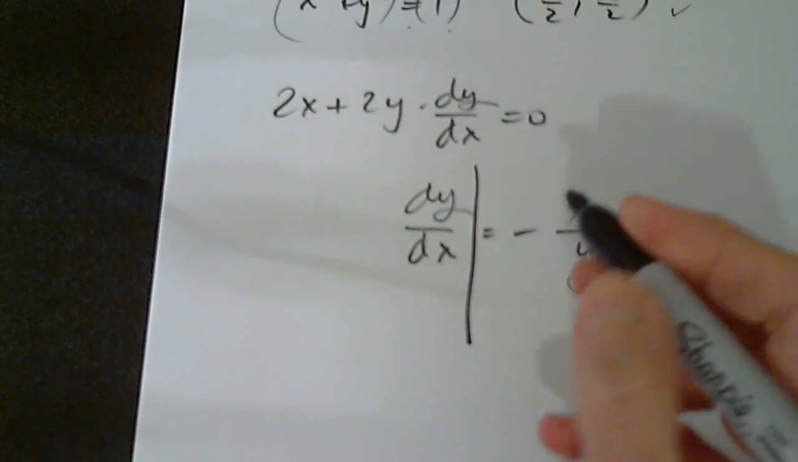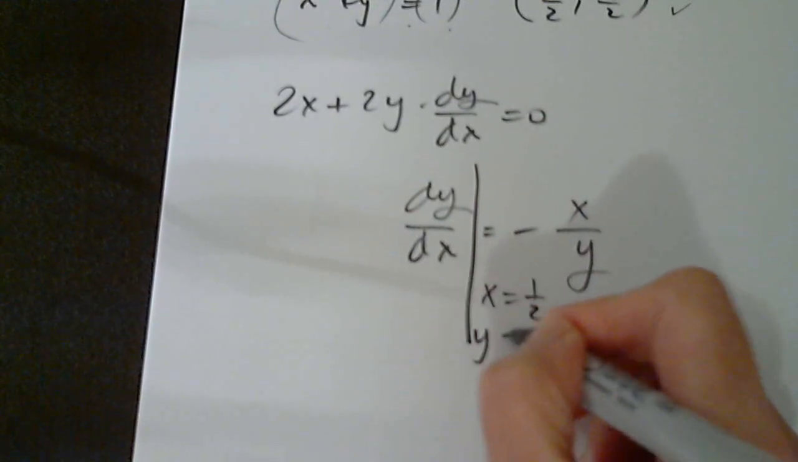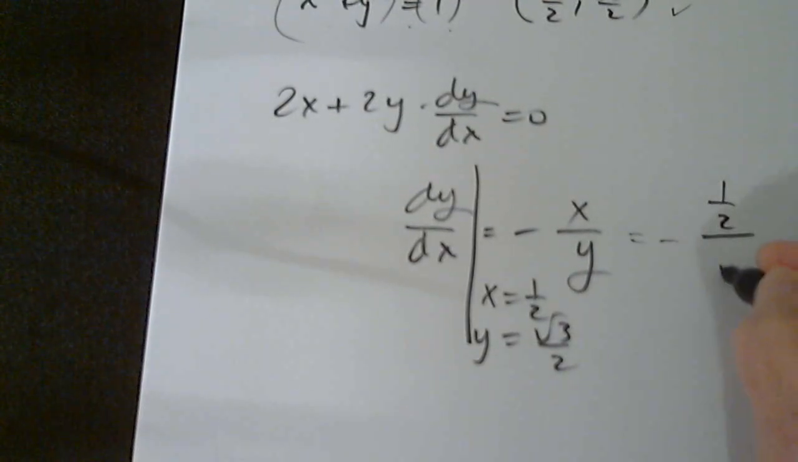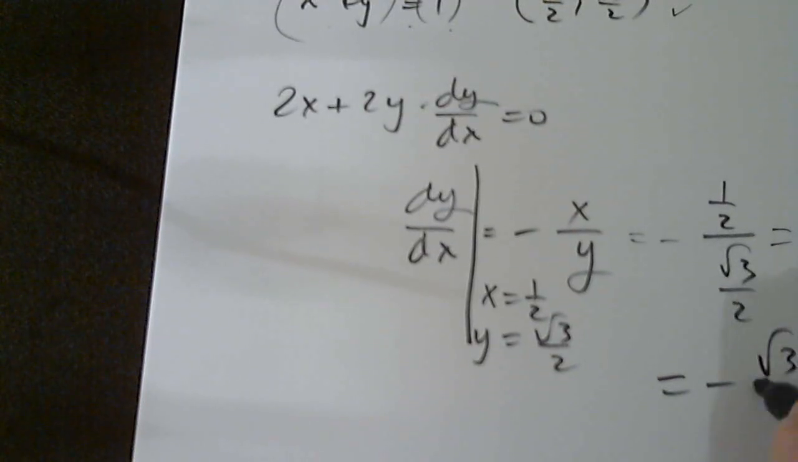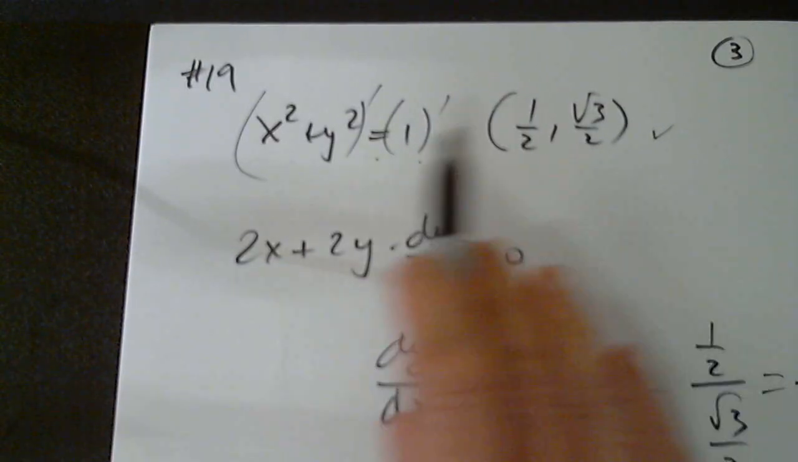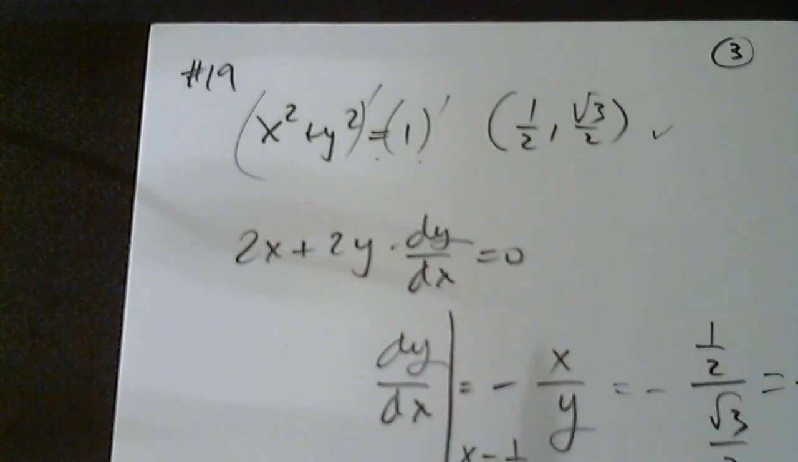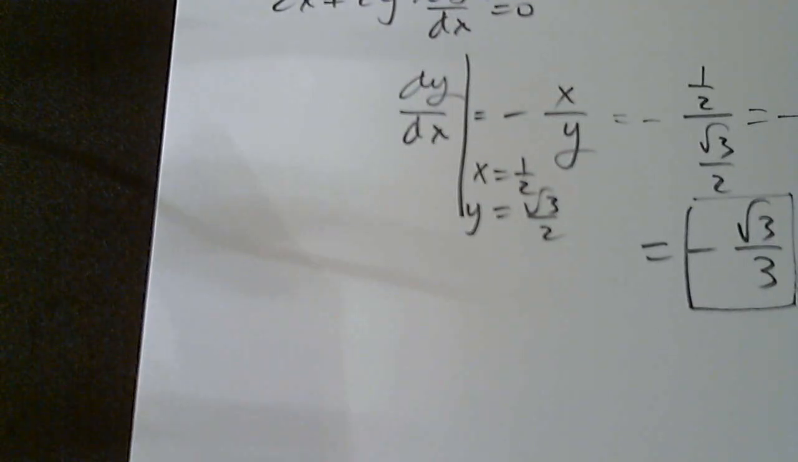All I need to do now is plug in x as 1/2 and y as the square root of 3 over 2, negative. The top is 1/2. The denominator is the square root of 3 over 2. When I flip, I get negative 1 over the square root of 3. I should rationalize and write negative the square root of 3 over 3. So this is the slope of the tangent line to the graph of this equation at this point. Any questions?